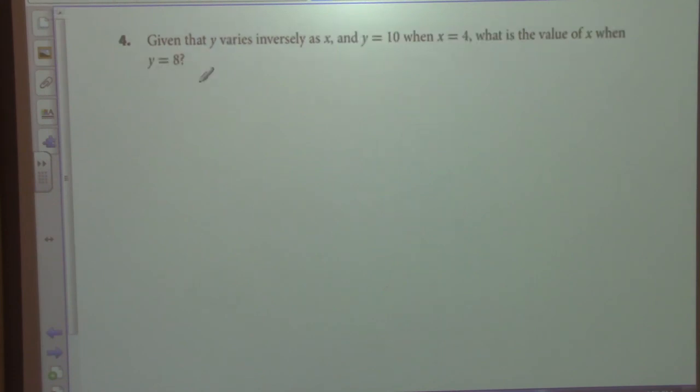So let's go ahead and look at number 4. For our final problem for the day, I want to choose somebody to help with number 4. So we'll work number 4. I'll choose somebody in a short period of time.